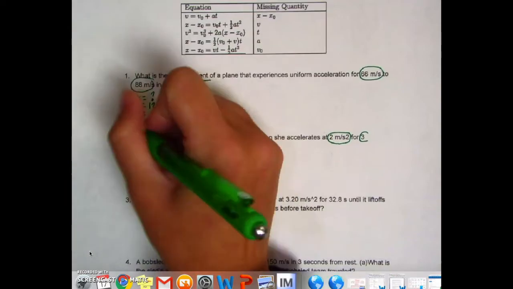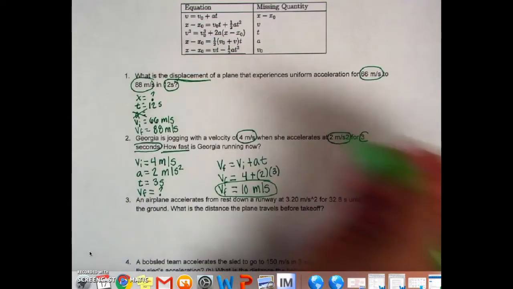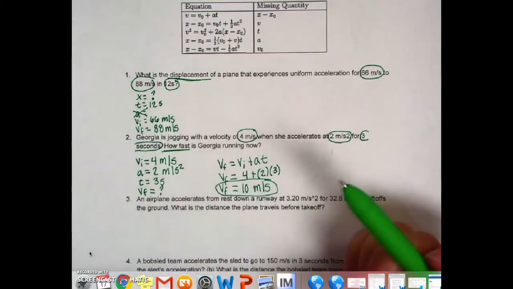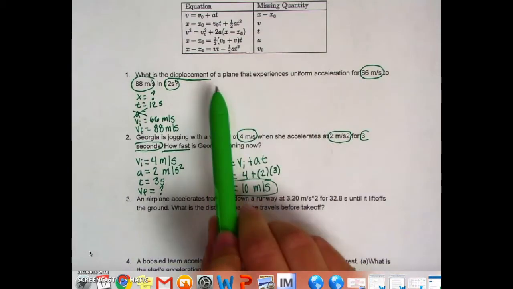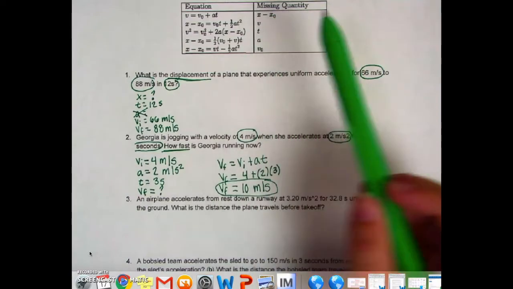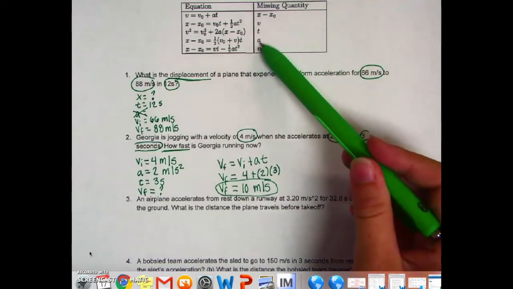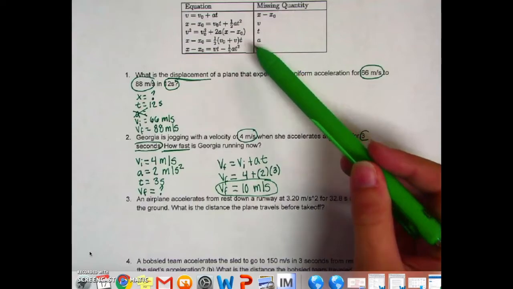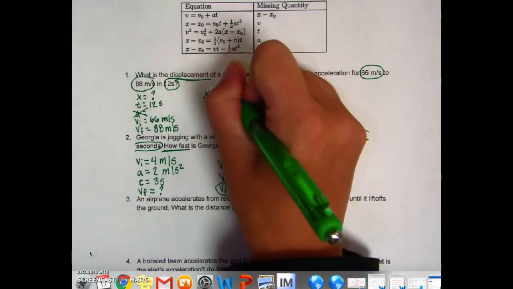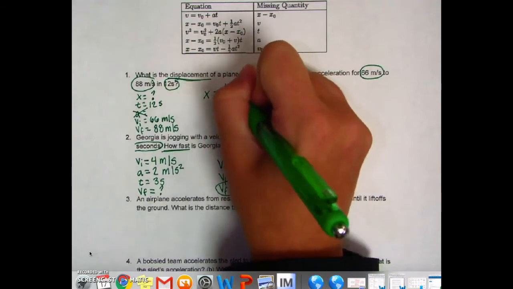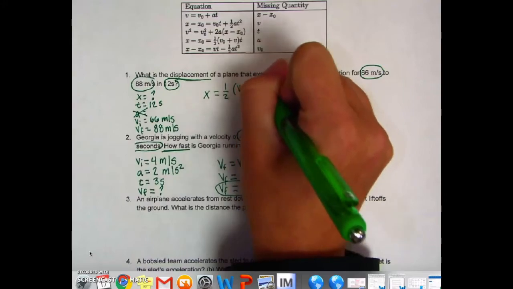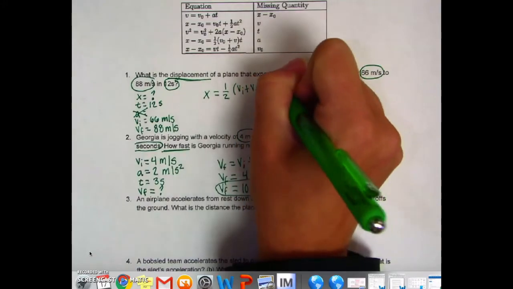So now that I've written out all 5 values, I can see what I don't have and what I'm not worried about. So I'm just going to put an X through acceleration. I want to pick an equation that does not involve acceleration. If we go up here and look at our chart, on the side that says missing quantity, we see there's only one equation that does not involve acceleration. So we're going to say that X is equal to 1/2 times VI plus VF times time.